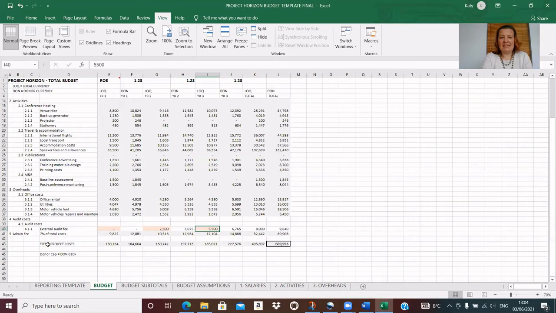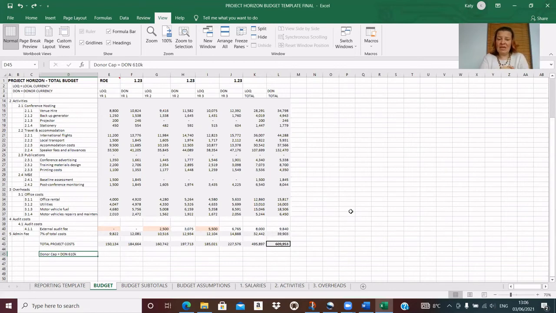So I can see that for the full 3-year project, the amount that I'm going to be requesting from the donor is 609,000. And that's great because I was working to a donor cap of 610,000. The advantage of having invested some time creating a really good template that's linked and has clear assumptions is that now if we do need to change something, we can do that very quickly and see how it flows through the template.